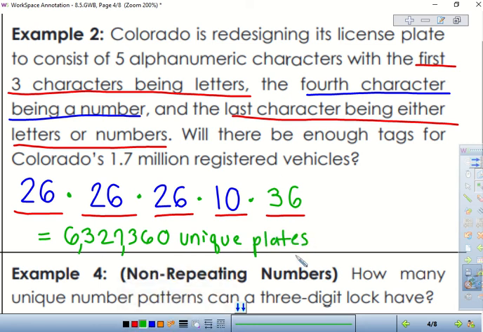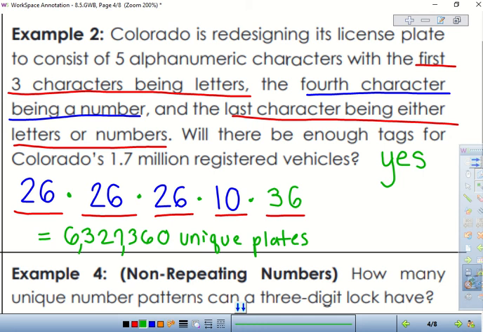So we don't have to divide by anything here because we care about order, right? Because two license plates can have all the same digits but be in different order and be a different plate. So order does matter here, so we don't have to divide. Now, does that mean we'll have enough tags? Yes, we'll definitely have about 4 times more than we need.